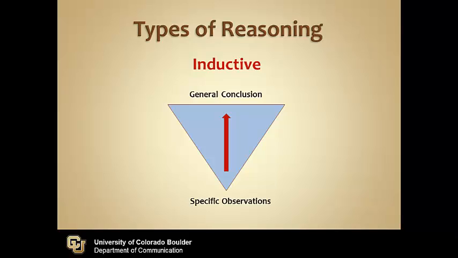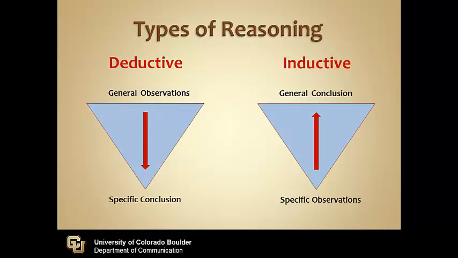Like in the example we just mentioned, one class would be a more specific instance if we were trying to generalize to all CU students. But we could also take one class as a general observation to make a specific conclusion about 1 to 2 students in that class. What matters is just whether you're moving from big to small, deductive, or from small to big, inductive.